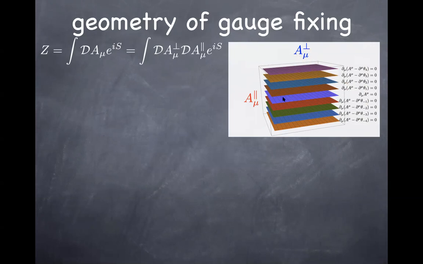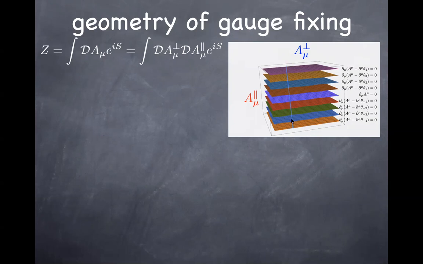A perp corresponds to the horizontal direction in this cartoon. Each point on this gauge slice with a different value of A perp corresponds to a physically different gauge field configuration. On the other hand, in the vertical direction, if I start from here and jump to the next slice and next slice, I can draw a line like this.